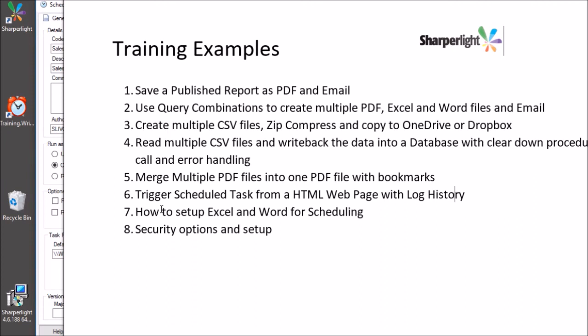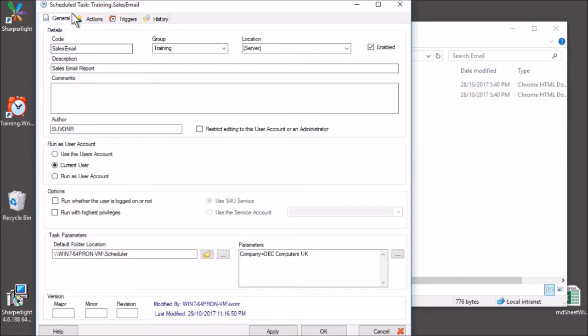Let's move on to the next part of this video, where we discuss various setup options, including the scheduling of Excel and Word documents. Given that Office requires an active desktop, it's not going to work if the user's not logged on. So let's have a look at the General tab of a scheduled task.